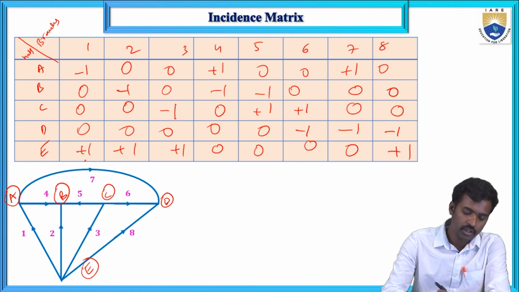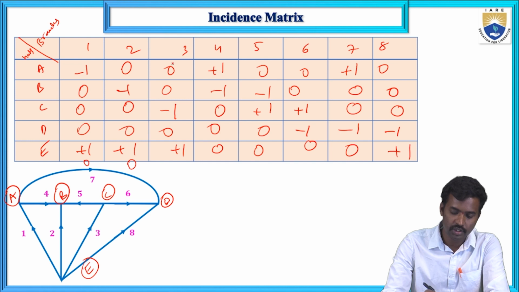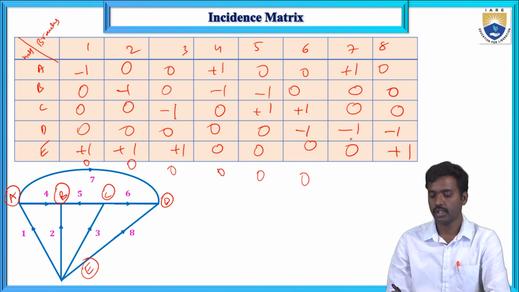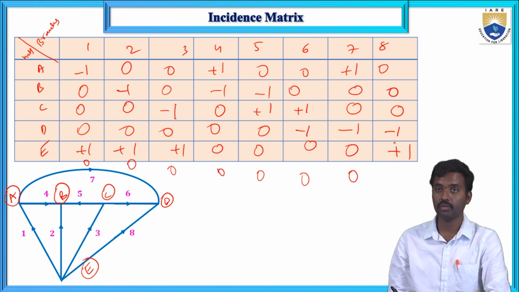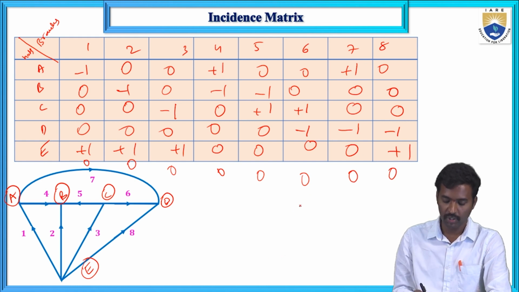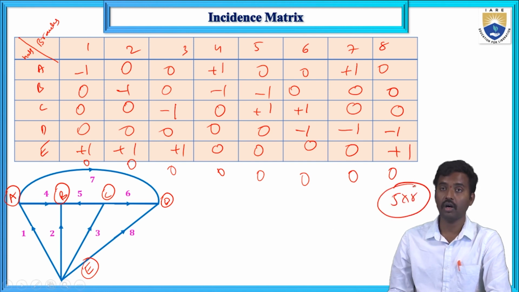Now the summations: this summation is 0, this summation is 0, this summation is 0, and so on for every column, +1 +0 +0 -1 0, and so on. The algebraic sum in any column must be 0. In this case, the matrix size is 5 by 8 order.